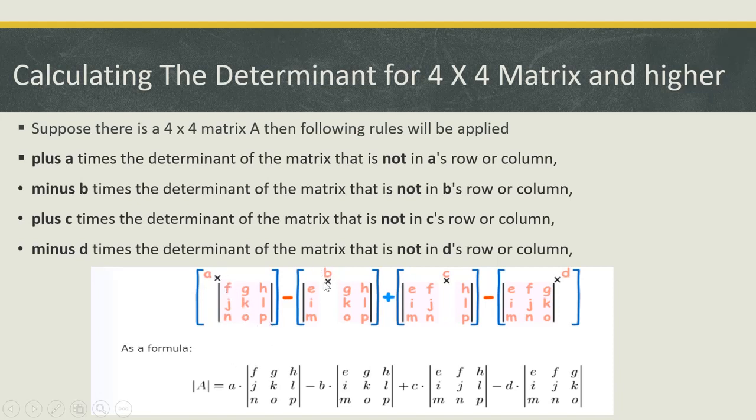Take this 3 by 3 matrix, calculate its determinant and multiply it with A. Similarly for B, we ignore the first row and the second column. We get a 3 by 3 matrix, calculate its determinant and multiply by B. Similarly we will do for C and D. Perform all the arithmetic operations and we will get the determinant of the given matrix.